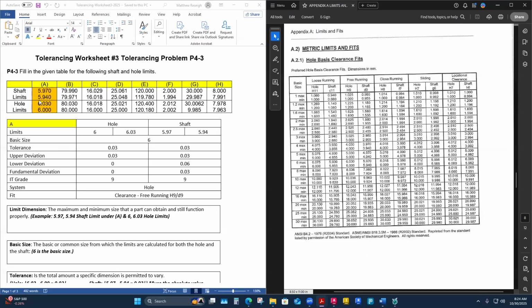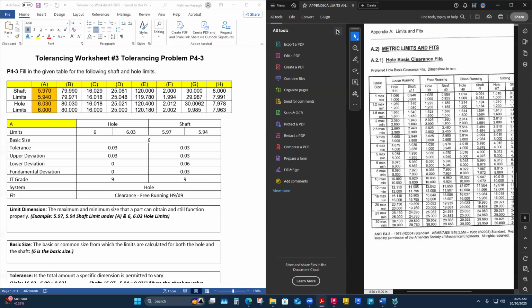So what I'm saying is I already know the dimensions of my shaft and hole: 6 to 6.03, 5.97 to 5.94. What I'm going to do, once I've determined the row I live in with my basic size, is go across and look for some dimensions that match my shaft and hole combination. I'm looking at the numbers in the hole columns for these different fits that are 6 to 6.03.